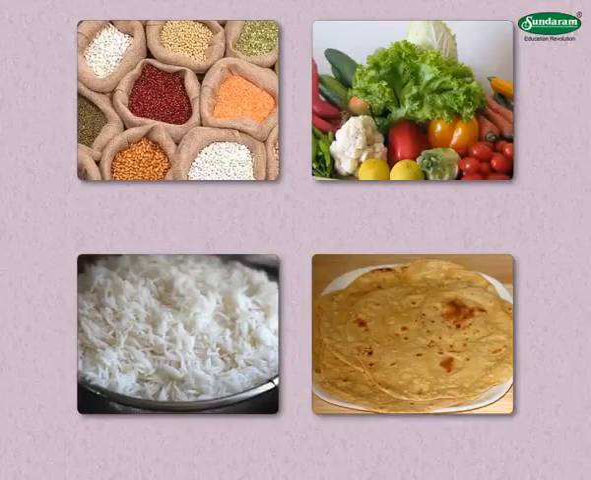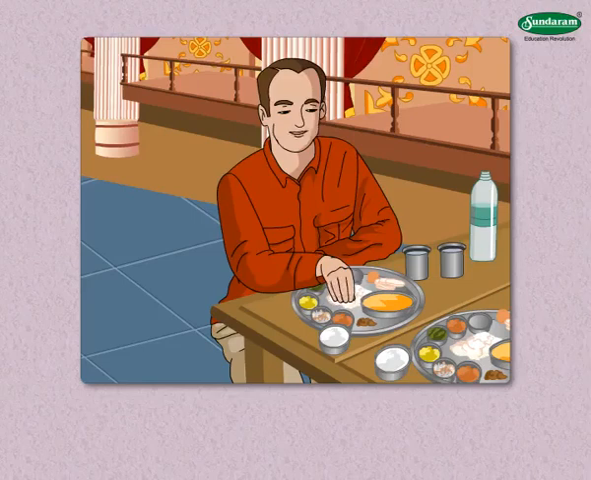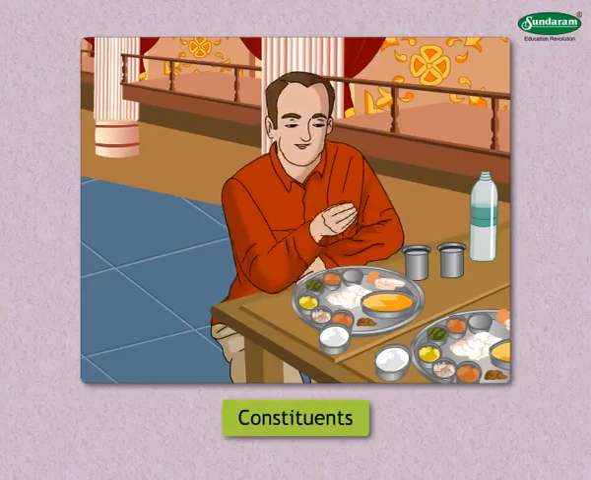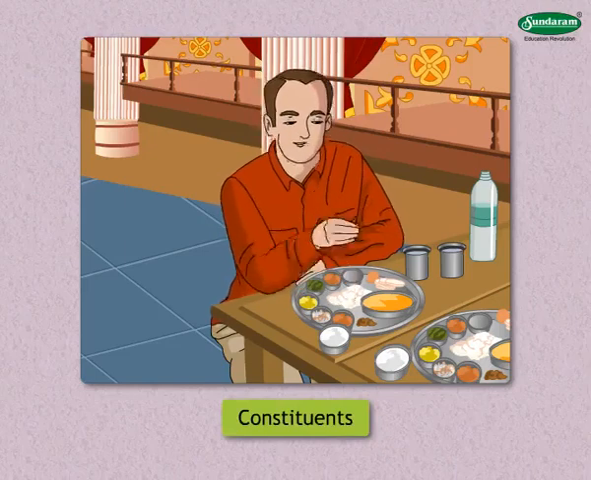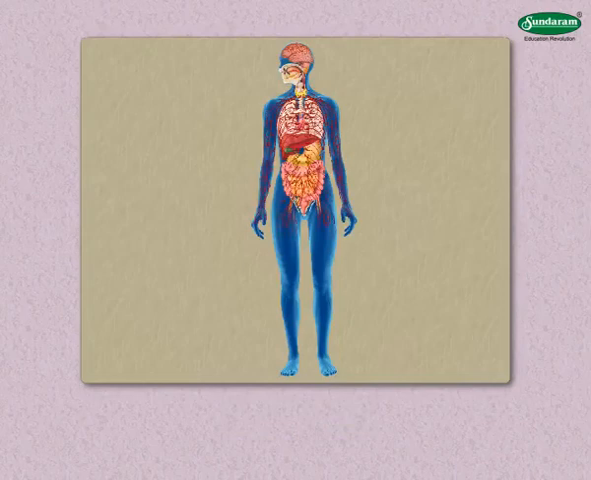We eat many different foods like pulses, vegetables, rice, chapati. From the food we eat, we get all the constituents that the body needs to carry out its functions. These constituents are supplied to the different parts of the body by the blood.